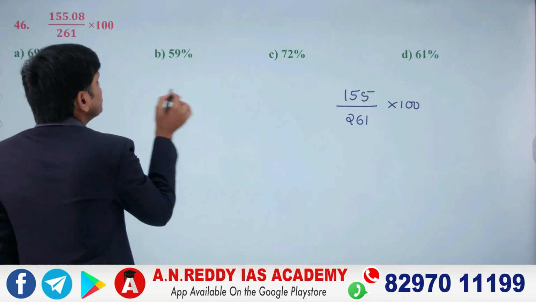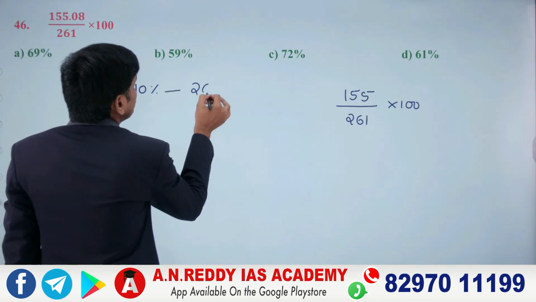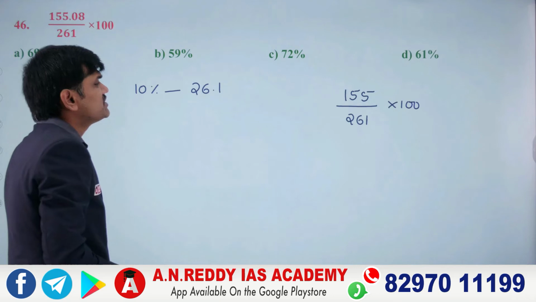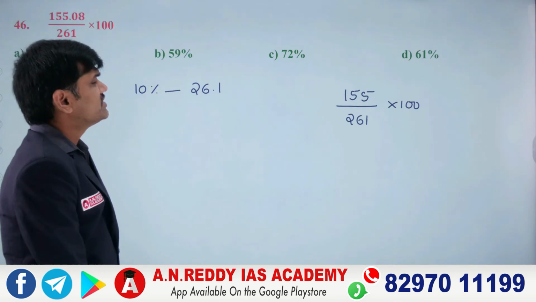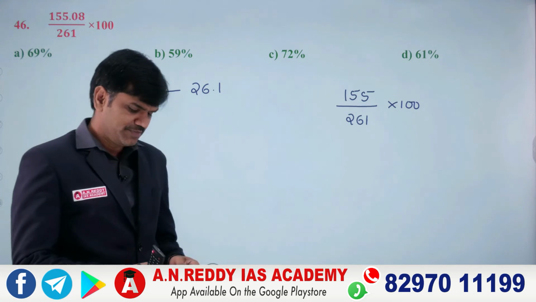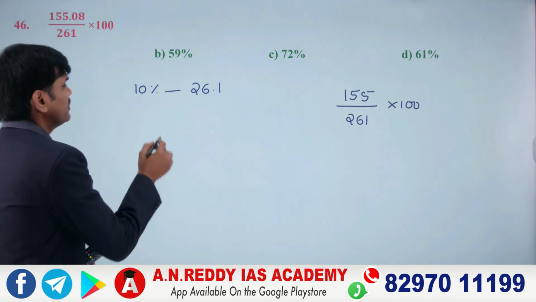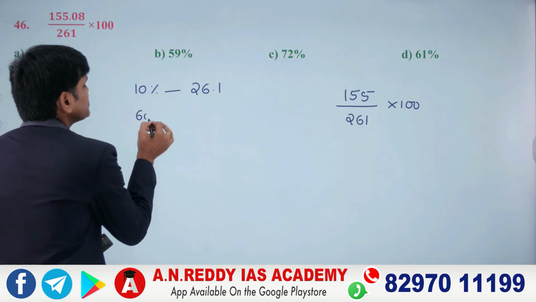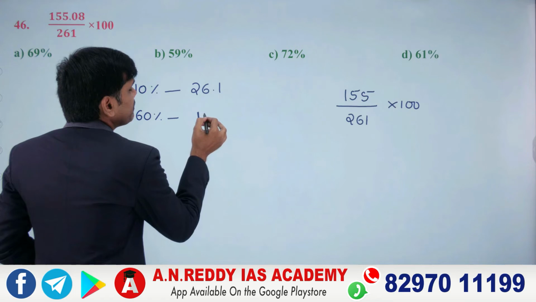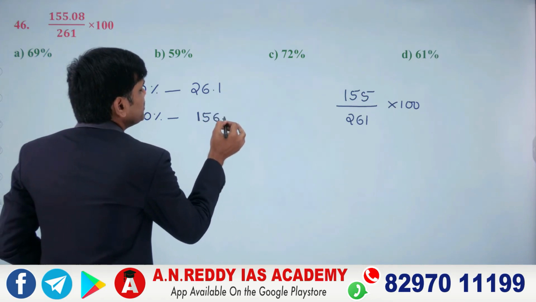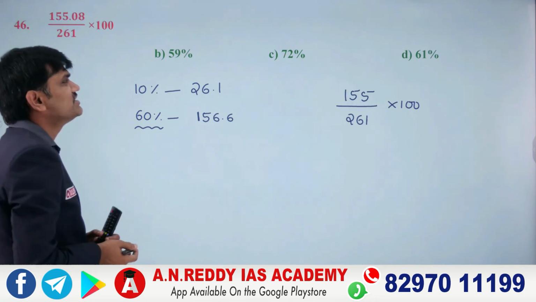Check. I know that 10% of 261 will give me how much, dear? 26.1. 10% of 261 will give me 26.1. So as I said, we will directly go to 60%. When we are going for 60%, you just check it here carefully. So 60% means 6 times, na? So 6 times of this will give you how much? 156.6. So my answer is slightly less than 60%.